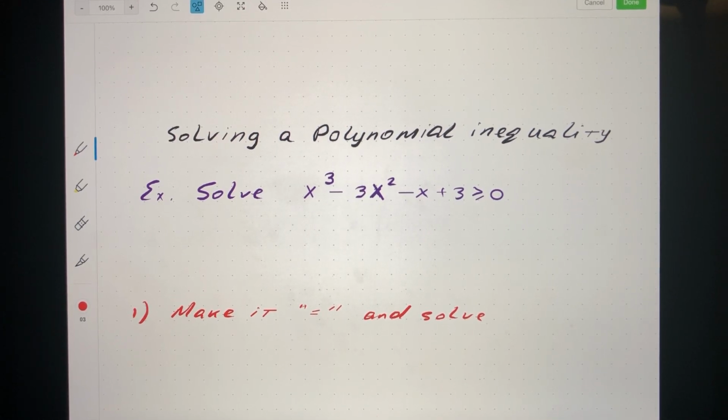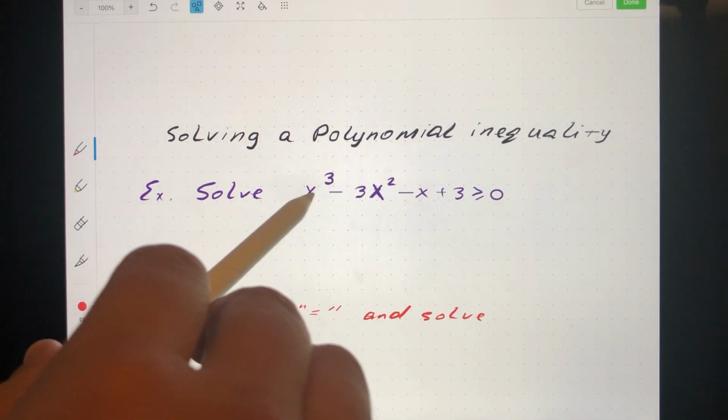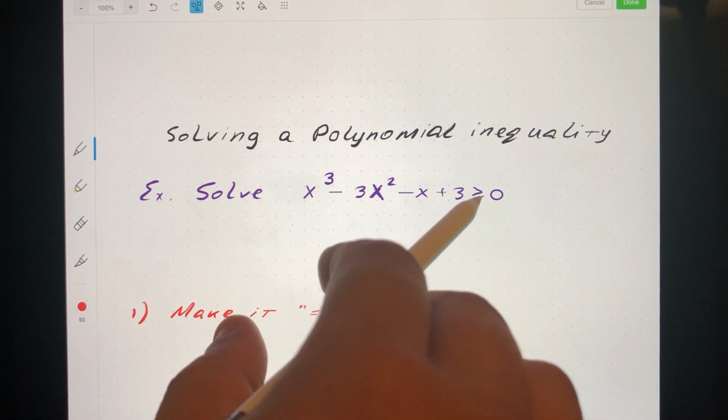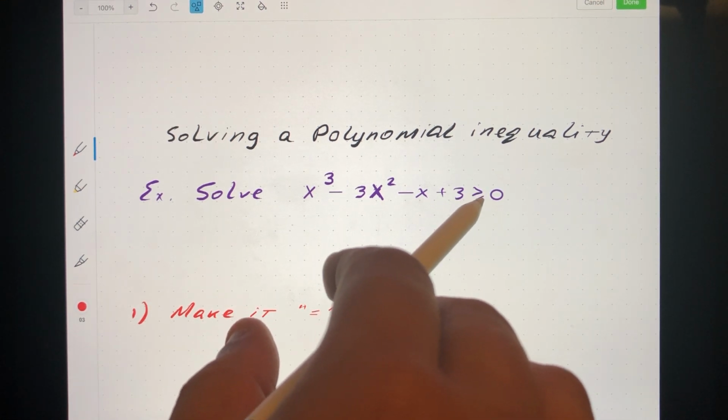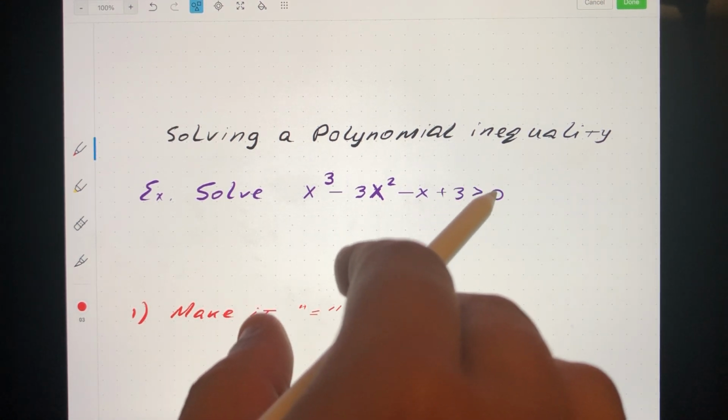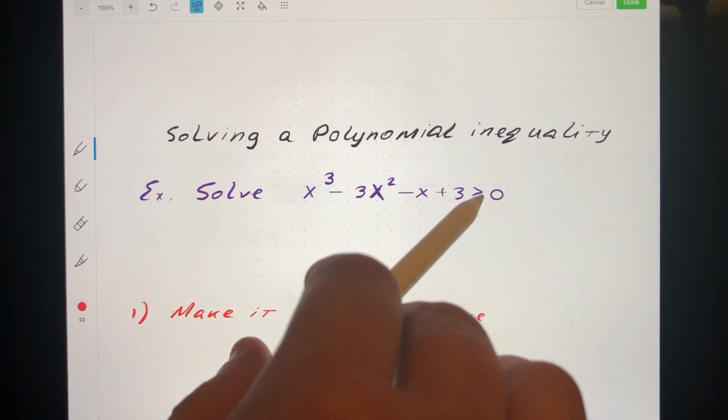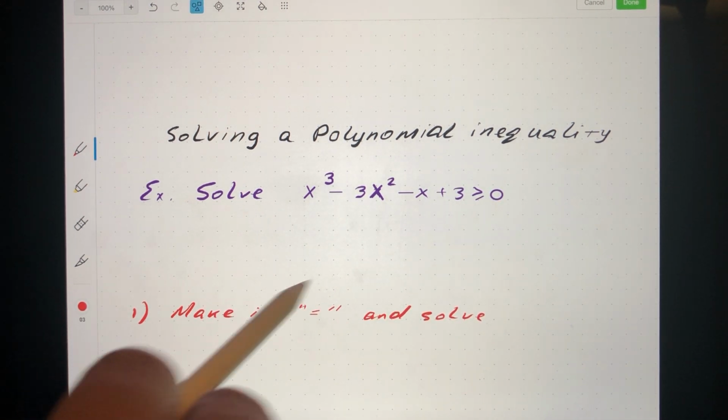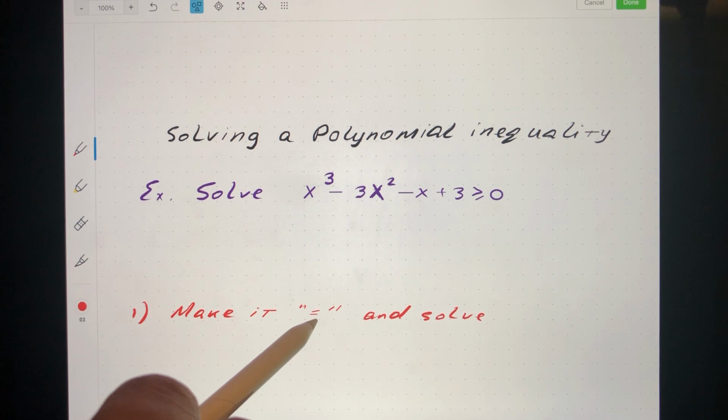Hello, in this video, let's talk about solving a polynomial inequality. So here is an example. It's a polynomial, and instead of an equal sign, it now has greater or equal. Now to solve it, we follow three steps. The first is we change the inequality into the equal and solve. So let's do that step.